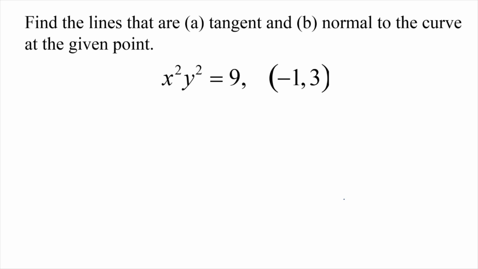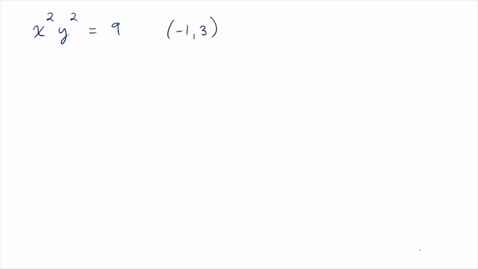Find the lines that are A, tangent, and B, normal, to the curve at the given point. We're given x squared y squared equals 9, and we're looking at the point negative 1, 3. Let's start by finding dy/dx.